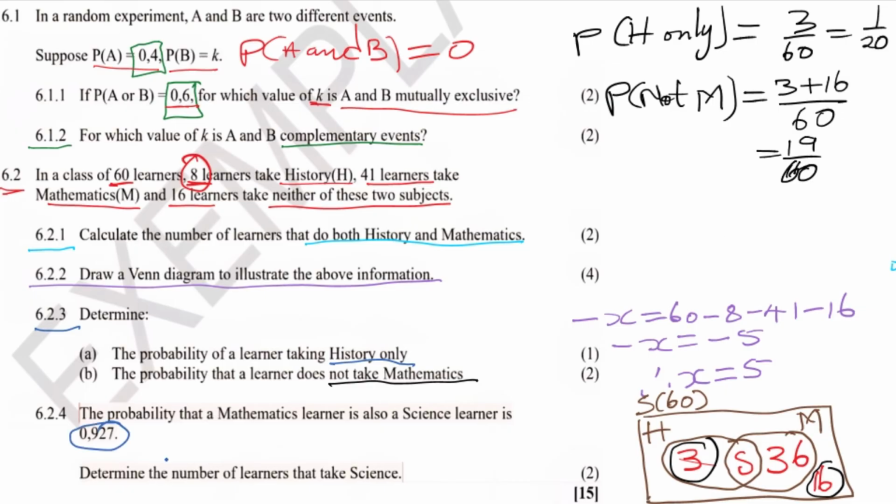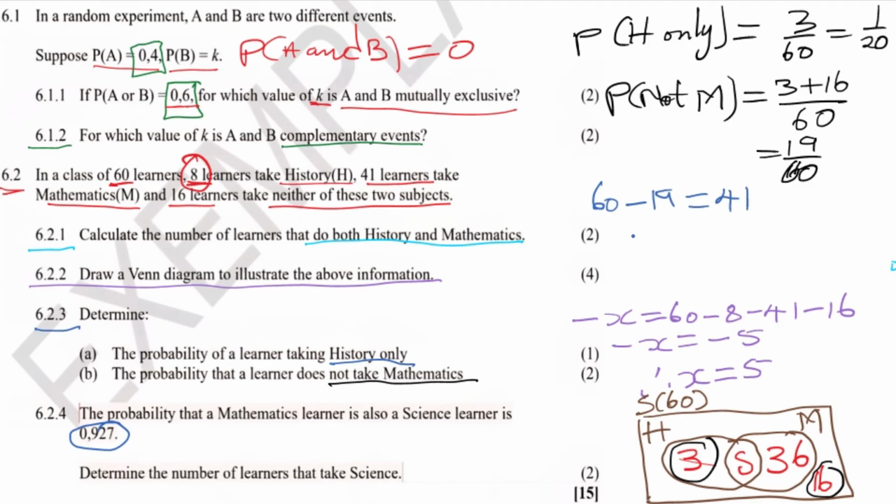The probability that a mathematics learner is also a science learner is 0.927. Determine the number of learners that take science. So amongst the learners that are taking maths, we do have the learners that are taking science. So now we need to find the number of learners that are taking maths. So we will have to say 60 minus the ones that are not taking maths, which is 19, and then that will give us 41.